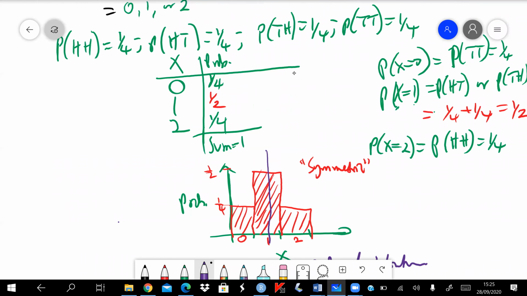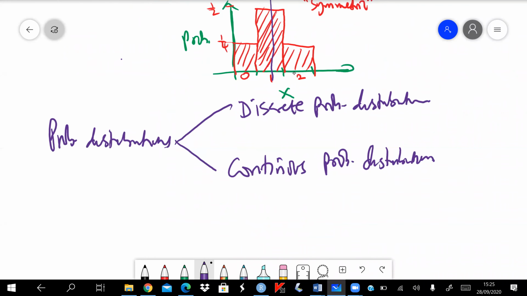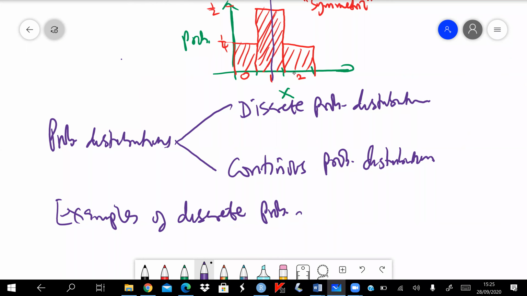So that's simple. If you look at the examples that we've just given here, I think this is a better example. You'll notice that X is a discrete variable because it takes some specific numbers, and in this case, purely whole numbers. So this illustration is an example of a discrete probability distribution. Okay. Now let's list the examples of discrete probability distributions.